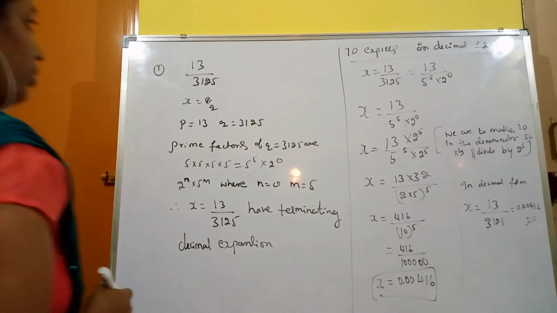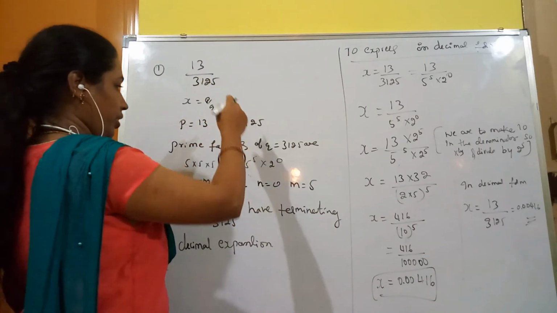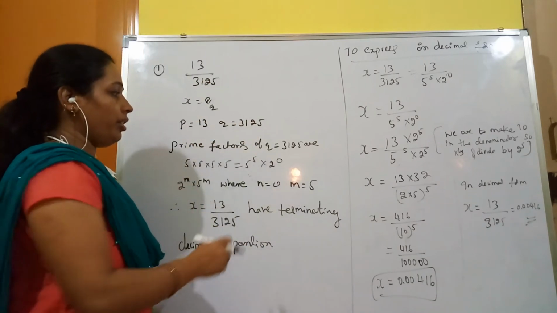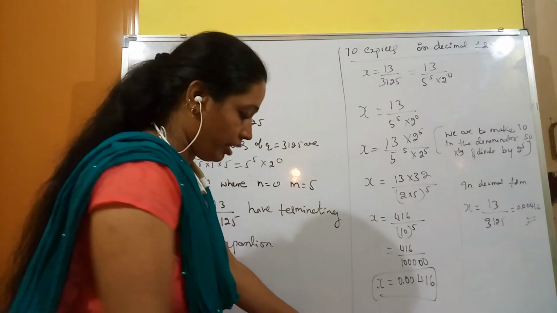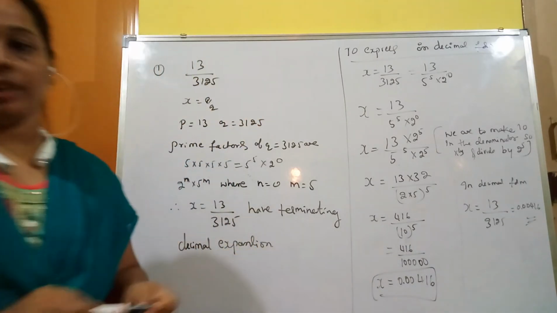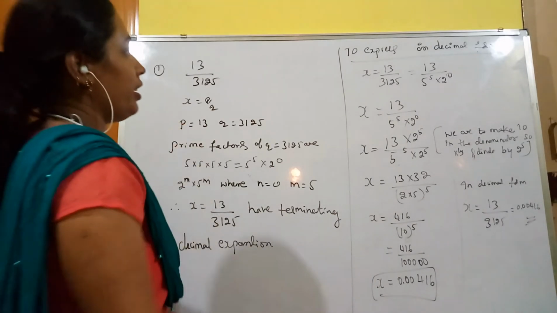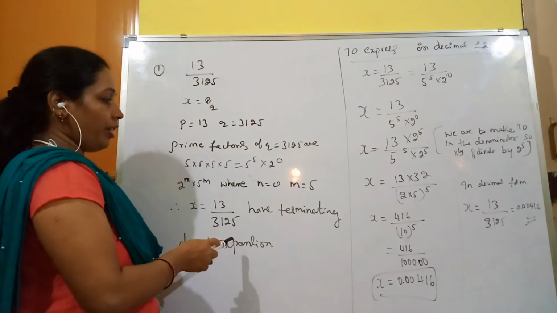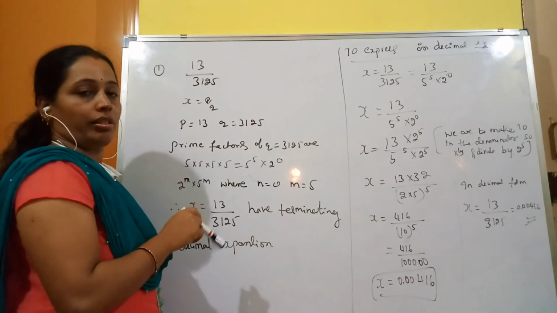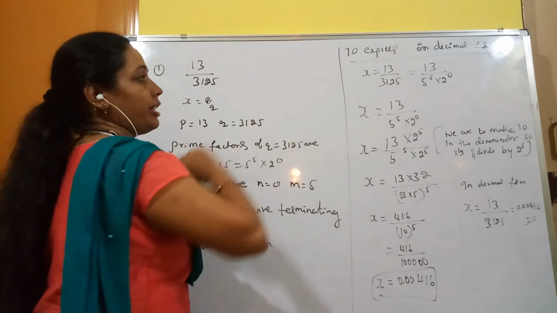Okay student, we already learnt how to express the given number in the 2 to the power n into 5 to the power m form. Taking the same question, what do we have to find out? We have to express this number in decimal form. The same question, if it is given in terminating or non-terminating form, we should express it in decimal form.